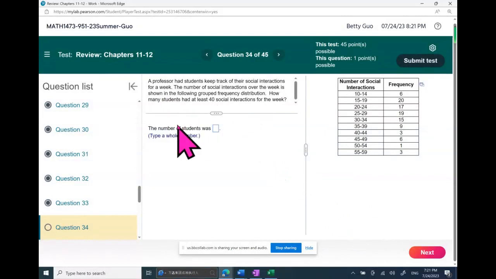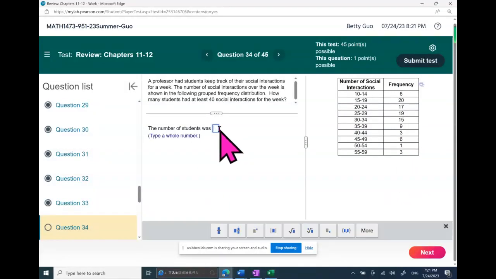So this time we are looking for the number of students who had at least 40 social interactions for the week. At least 40. So that is bigger than or equal to 40. We're going to add up the last 4 numbers together. Among those people, how many of them have at least 40 social interactions? So 3 plus 6 is 9, plus 1 is 10, 10 plus 3 is 13. Okay.